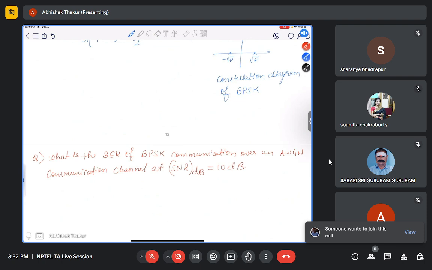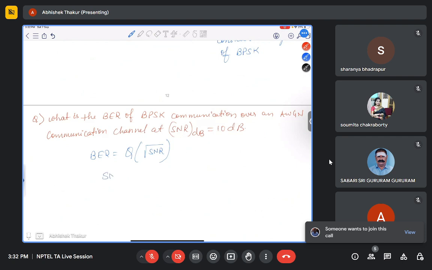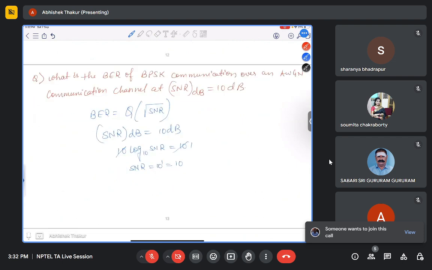So we all know that bit error rate is Q function of square root of SNR. But here we have to find the actual value of SNR. So SNR in dB is given as 10 dB. So 10 log 10 of SNR is equal to 10. So SNR will be 10 to the power of 1, so this is equal to 10. So bit error rate is equal to Q function of square root of 10.